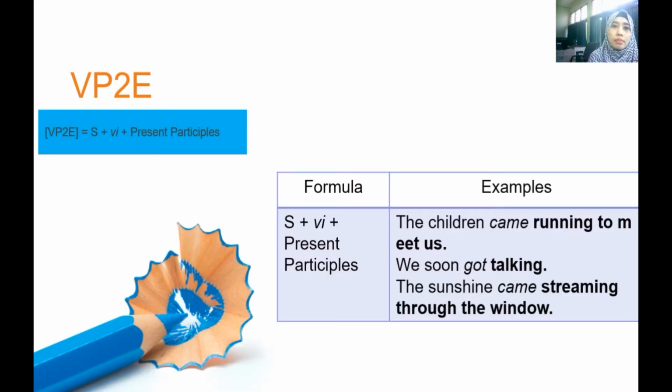So we will start by continuing with the verb pattern 2E. Okay, the formula is subject plus verb intransitive plus present participles. If you still remember, present participles are the -ing form of the verb, but they function as adjectives.